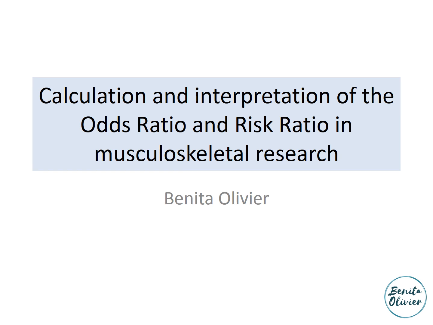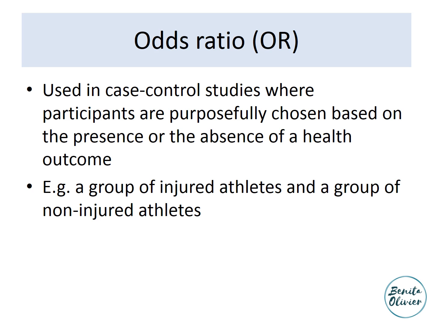In this video, I would like to show you how to calculate and interpret the odds ratio and the risk ratio in musculoskeletal research. The odds ratio is used in case control studies where participants are purposefully chosen based on the presence or the absence of some health outcome. An example of a health outcome may be you'll have a group of athletes with an injury and a group of athletes without injuries.